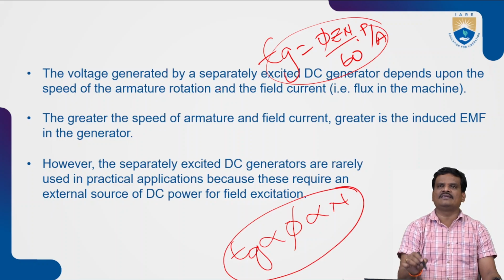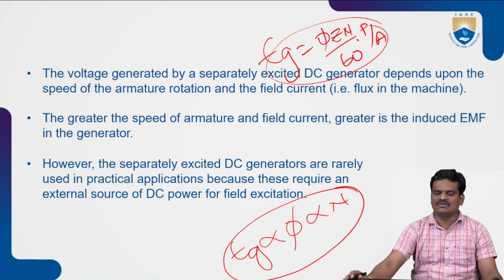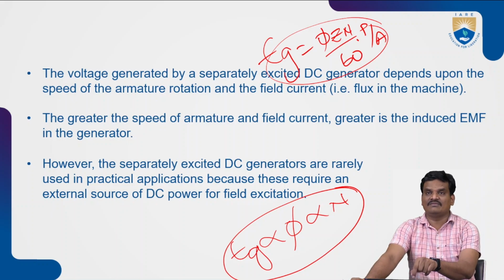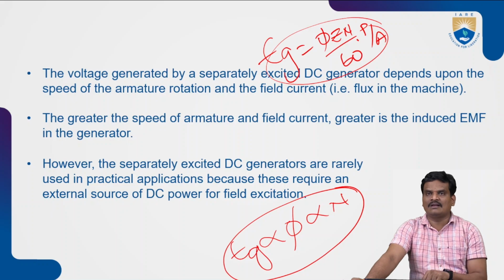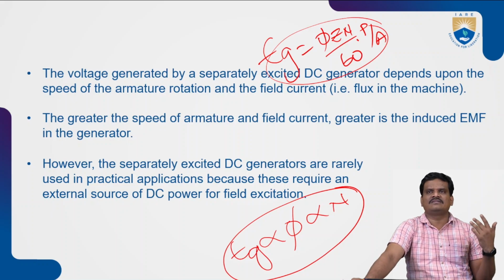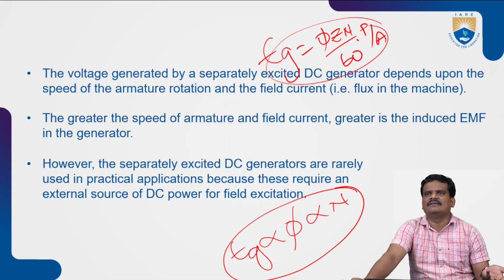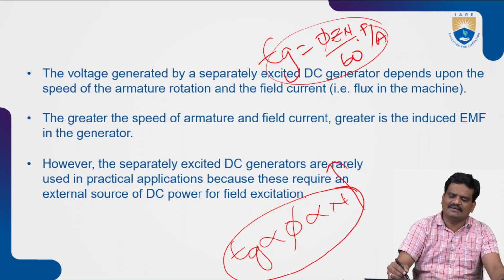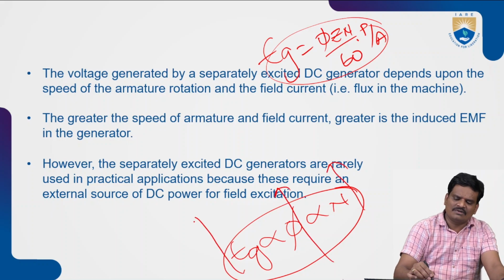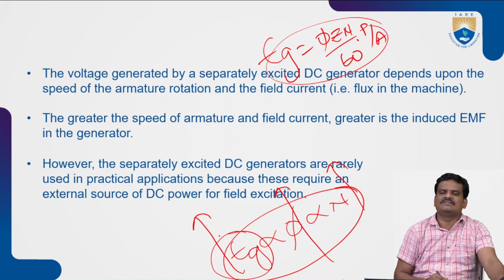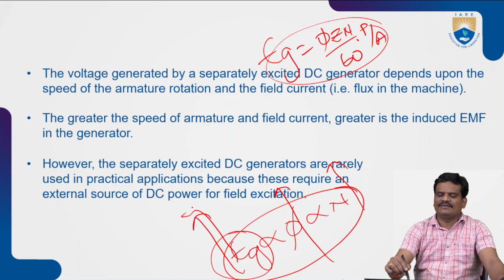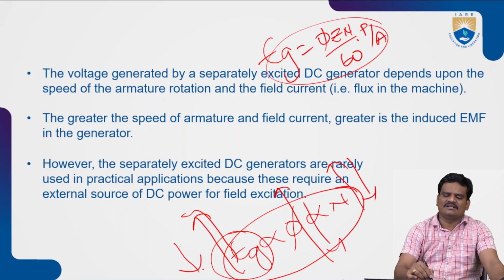The same thing is mentioned here. The voltage generated in a separately excited DC generator also depends upon the rotation, indicated by N in terms of RPM, and the field current, which can also be called the flux in a machine. The greater the speed of the armature and the field current, the greater the induced EMF. If the speed or the flux produced increases, the generated EMF also increases. If they decrease, the generated EMF will also decrease.